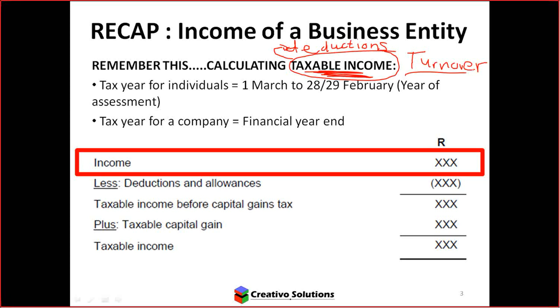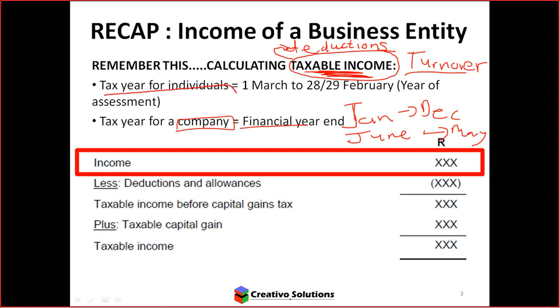Then you've got the tax year for individuals. We've spoken about this: 1 March to 28 or 29 February. And obviously for a company, which is what we're looking at, the financial year could be any 12-month period. It could start in January and end in December. It could start in June and end in May, so 1st June to 31st May, that type of thing. As long as it's the full 12 months, it doesn't have to be the same as the tax year for an individual.